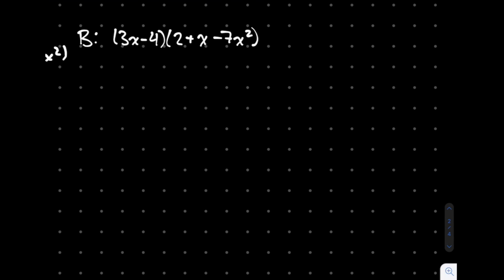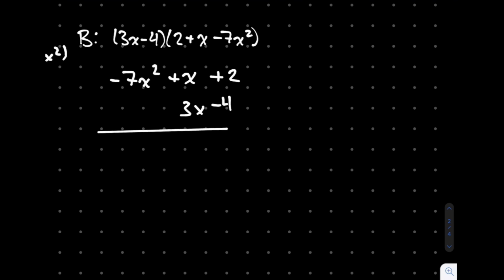All right, so now I'm going to multiply these two polynomials out vertically, kind of like if we were to multiply two numbers together. I will show the work in that same fashion, so I'll write it out in standard form, negative 7x squared plus x plus 2. And I'm going to multiply that by 3x minus 4. Now, just like we would multiply two numbers together, I'm going to take that 4, multiply it by each term, put a 0, and then multiply 3x by each term.